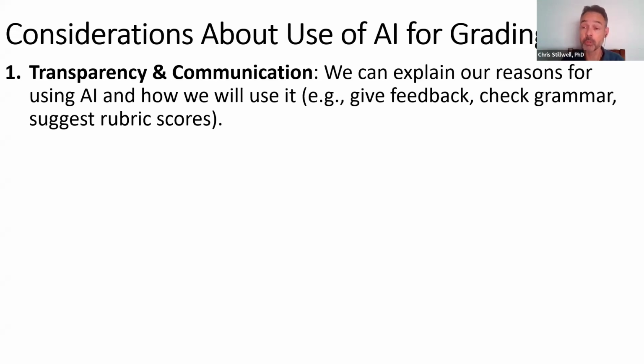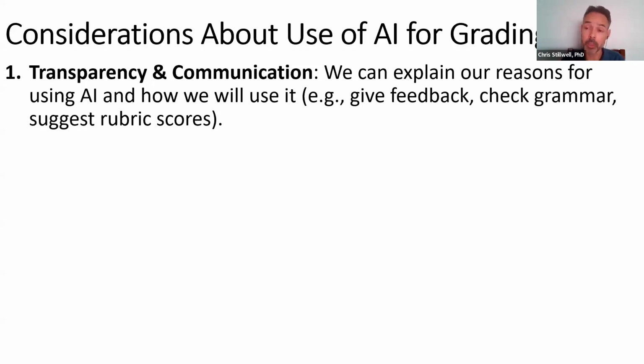It can be a teachable moment where we explain that there are good times to use AI and bad times, and we need to have very good principles. So we can explain our reasons for using AI and how we will use it. For example, let's say the class has 5 assignments. You might say on the second assignment, I'm going to let us use AI so you can get immediate feedback.